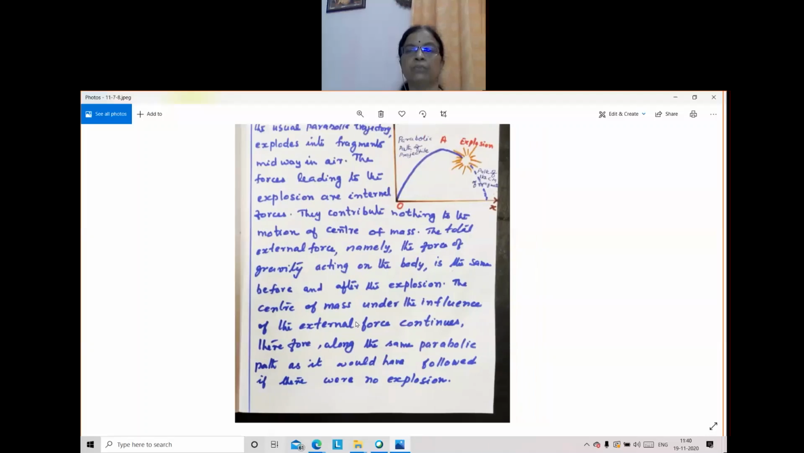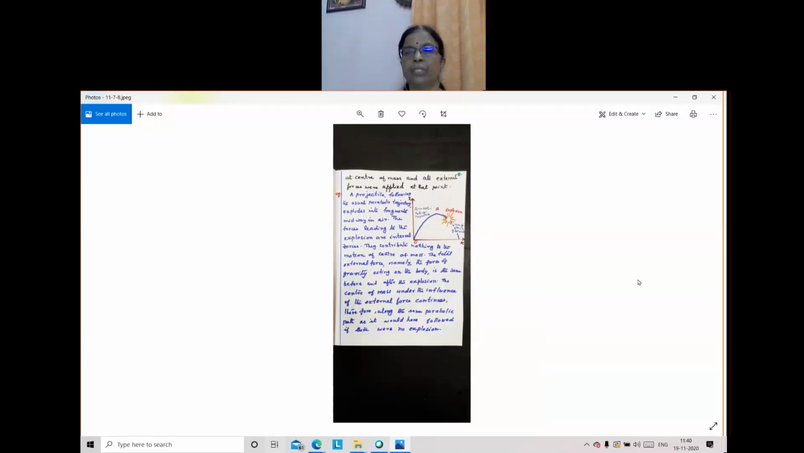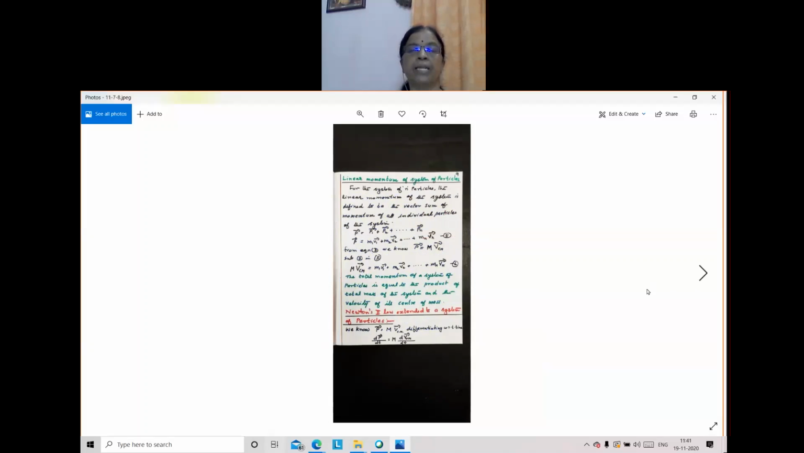So, center of mass will continue to move along the same parabolic path which it was moving before explosion. So that is about the motion of center of mass. One example for you.